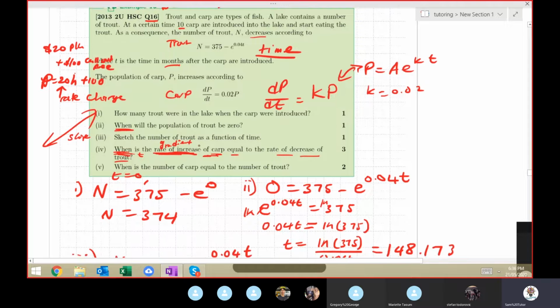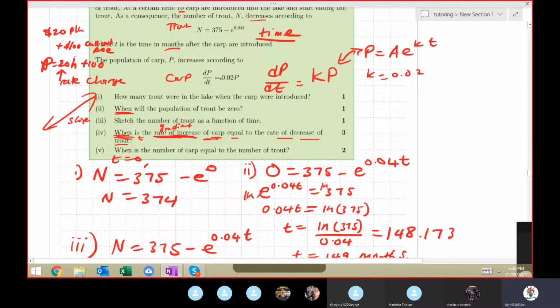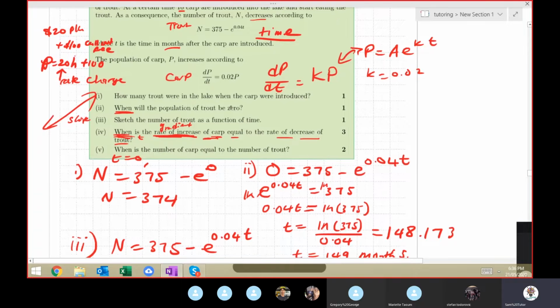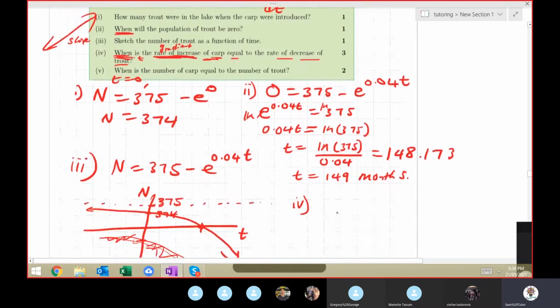So what's your rate of increase? Rate of increase is dP on dt, which is 0.02P. So it's saying when dP on dt is equal to dN on dt.